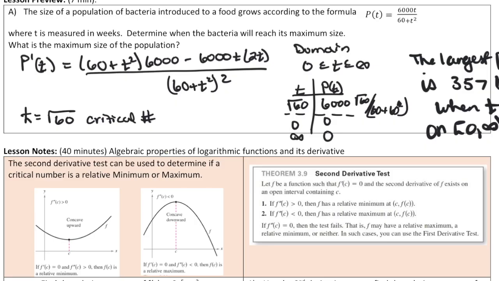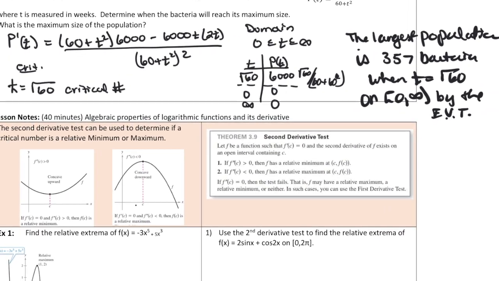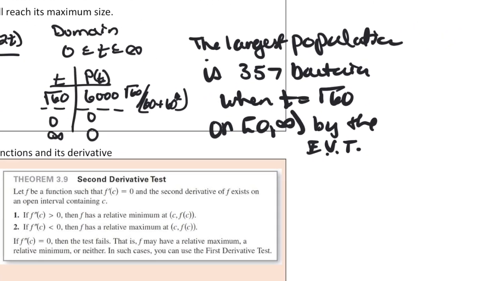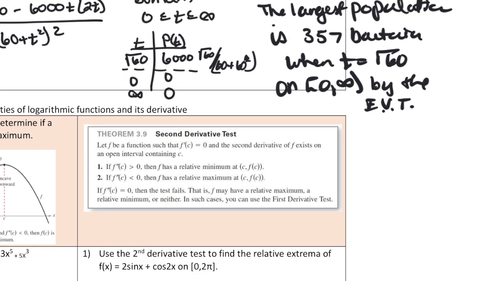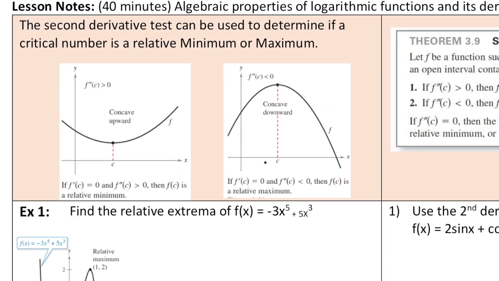So you use the product rule in order to find the derivative. Next, you found your critical number by setting that derivative equal to 0. Your denominator was never equal to 0, so we didn't have to worry about finding a critical number where your denominator was 0. You stated your domain to be between 0 and infinity, made a table of values which included your critical number and your endpoints, and then made a statement about the largest population of bacteria and the extreme value theorem. So what we'd like to do next is look at the second derivative test.